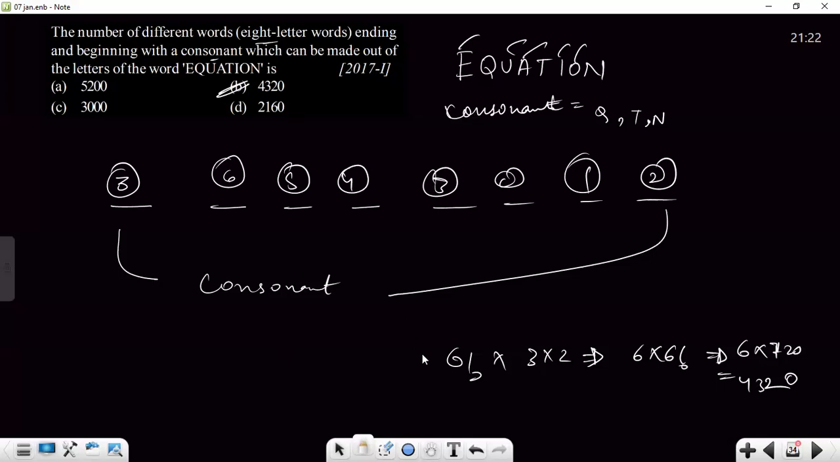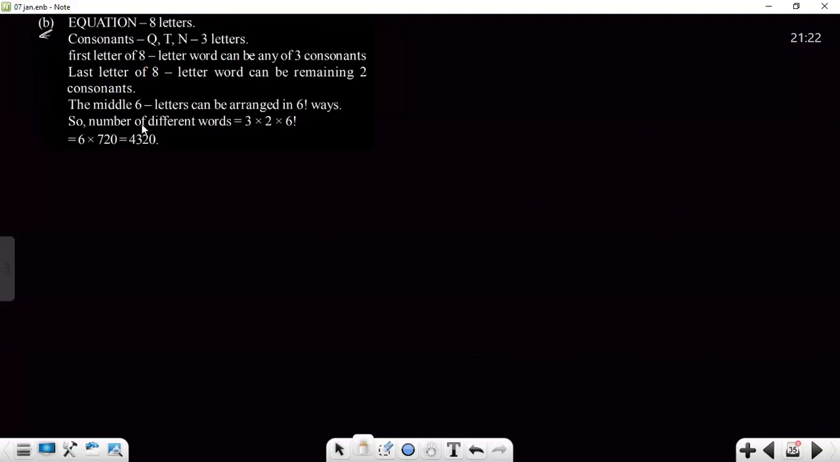There's a particular way to solve these questions. That's why in this chapter, there's not much concept, but there's application to be taught. Yes, clear.